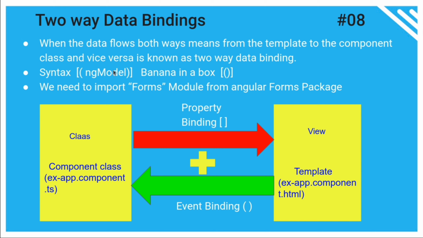So this is the syntax of two-way data binding. If you find it difficult to remember, for the round bracket you can remember this is a banana, and for the square bracket you can remember this is a box. So, banana in the box. The round bracket is used for event binding, where the data flows from the view file to the class file, and the square bracket is used for property binding, where the data flows from the class file to the view file. So in total, we can say the addition of property binding and event binding is known as two-way data binding. So let's take a practical example for this and understand it in a better way.